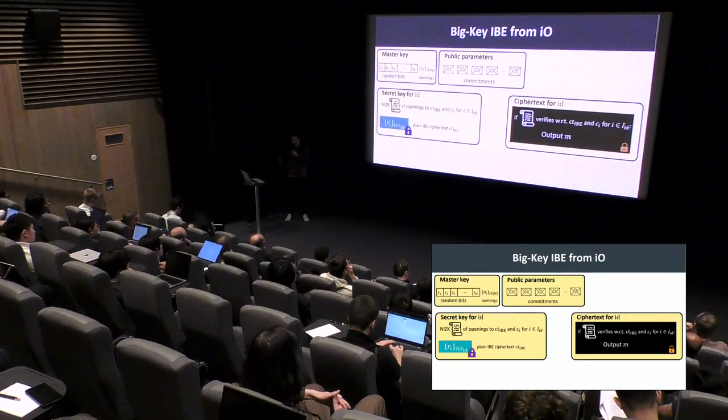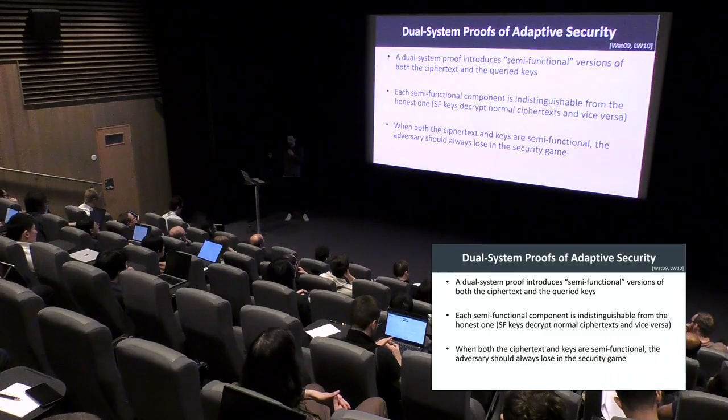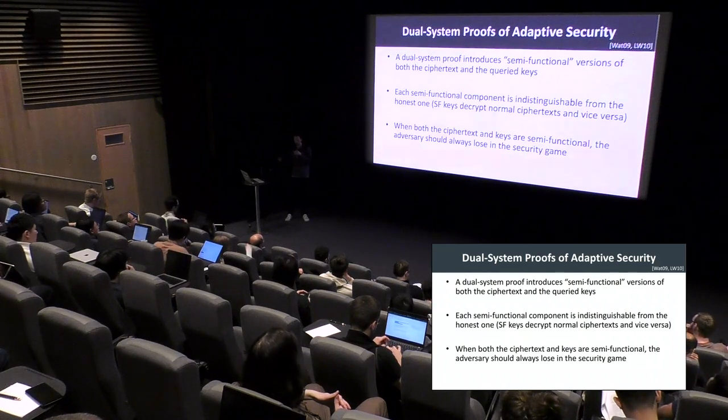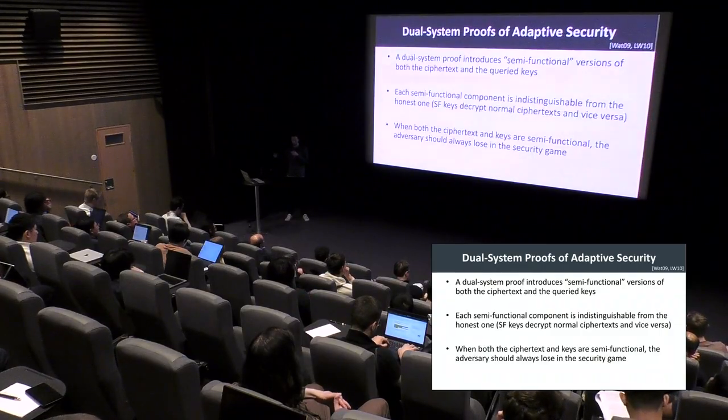So how do we actually prove security here? We're going to use this notion of a dual system proof, where we introduce semi-functional versions of both the ciphertext and the queried keys. We want the property that each semi-functional component is indistinguishable from the honest one, and in particular satisfies correctness if you only switch one thing to semi-functional. And then furthermore, we want that when both components are semi-functional, the adversary should somehow always lose in the security game.